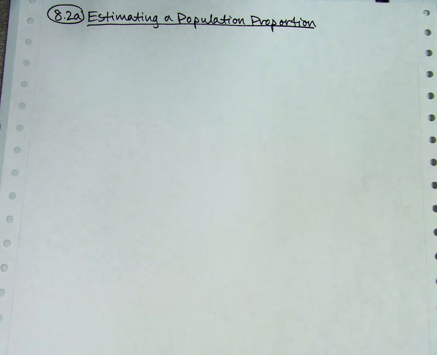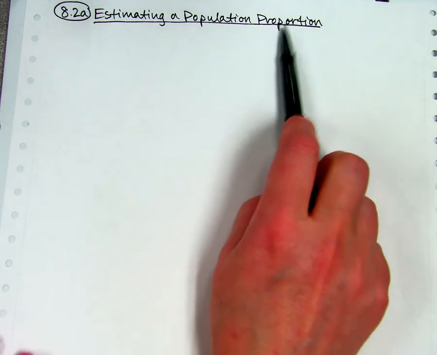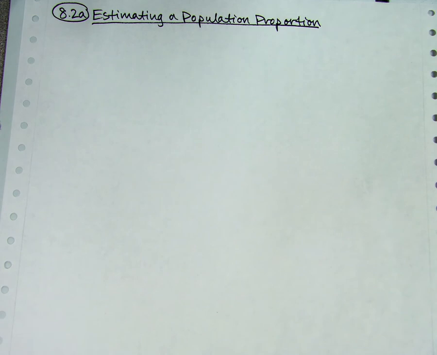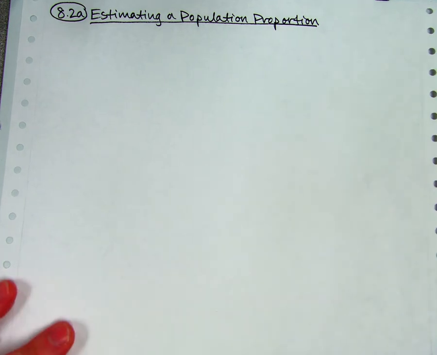Hello, Stats class. This is lesson 8.2a, which is where we start getting really specific about confidence intervals for a proportion. Specifically, 8.3 is going to be about means. And so we're going to get a lot more details today. These notes can come after the quiz or before. It doesn't matter to me. But remember, we also have a quiz today on lesson 8.1.